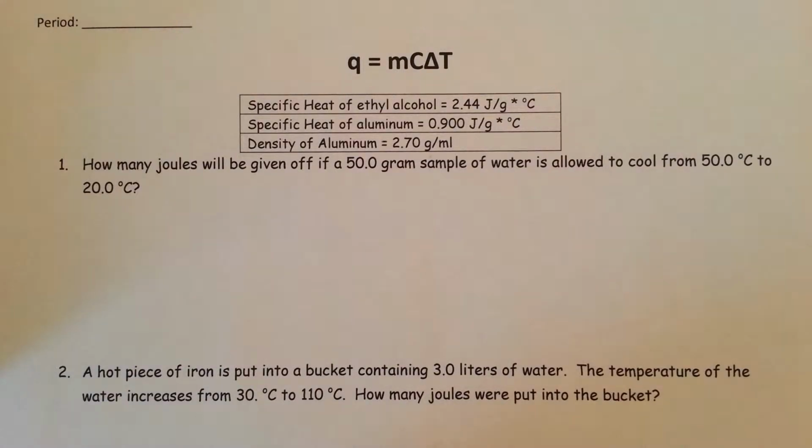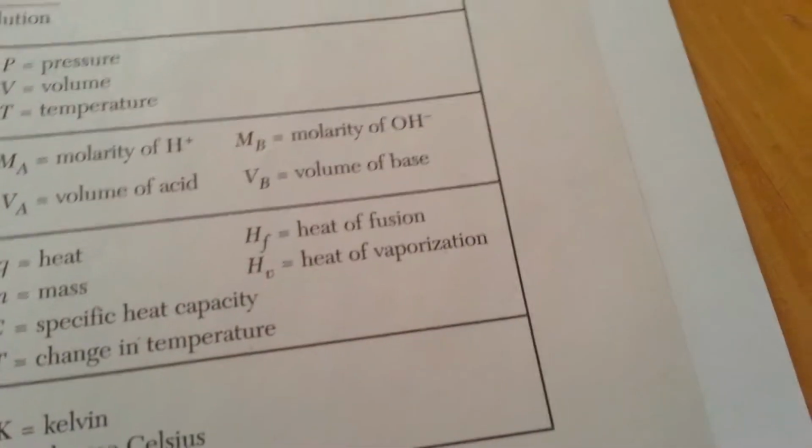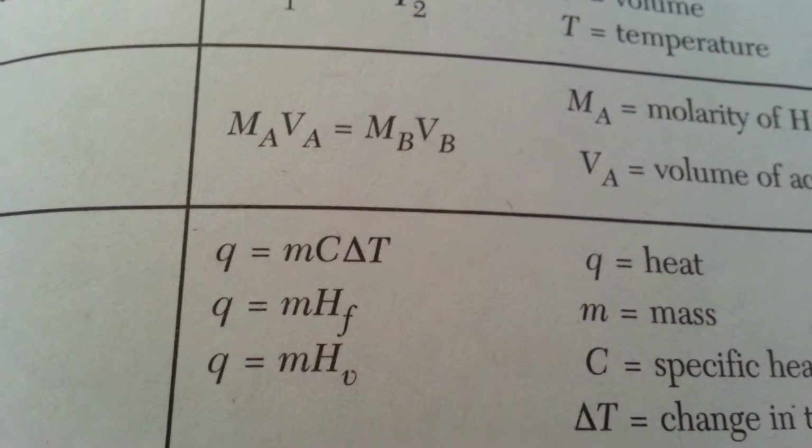All right, let's take a look at Q equals mc delta T. Now, it's not a formula you have to memorize. If you look in the reference table on table T, under heat, there's a formula right there. Q equals mc delta T.